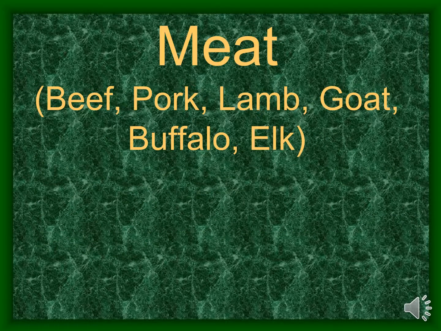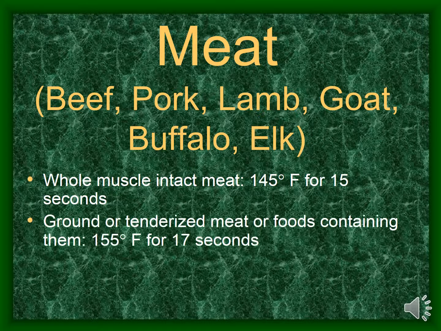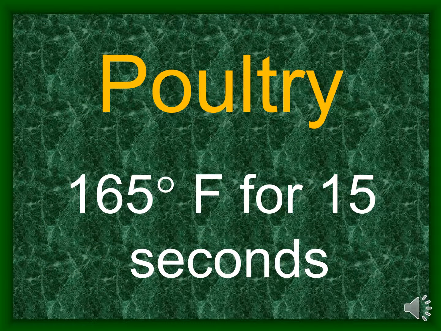The next set of cooking temperatures is for raw meat, which includes beef, pork, lamb, goat, and game animals such as buffalo and elk. Whole muscle intact meats must be cooked to at least 145 degrees Fahrenheit for at least 15 seconds. Ground or tenderized meat, or foods containing ground or tenderized meat, must be cooked to at least 155 degrees Fahrenheit for at least 17 seconds. And stuffed meat, or stuffing that contains meat, must be cooked to at least 165 degrees Fahrenheit for at least 15 seconds.